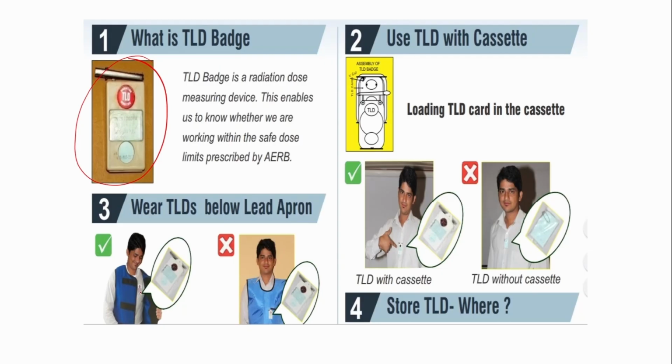The TLD badge should be worn at the level of the chest, because it's a chest TLD badge, at the level of the chest and below the lead apron, because you are going to receive the radiation after the X-rays pass through and are attenuated by your lead apron. This is the diagram of how to wear a TLD badge.